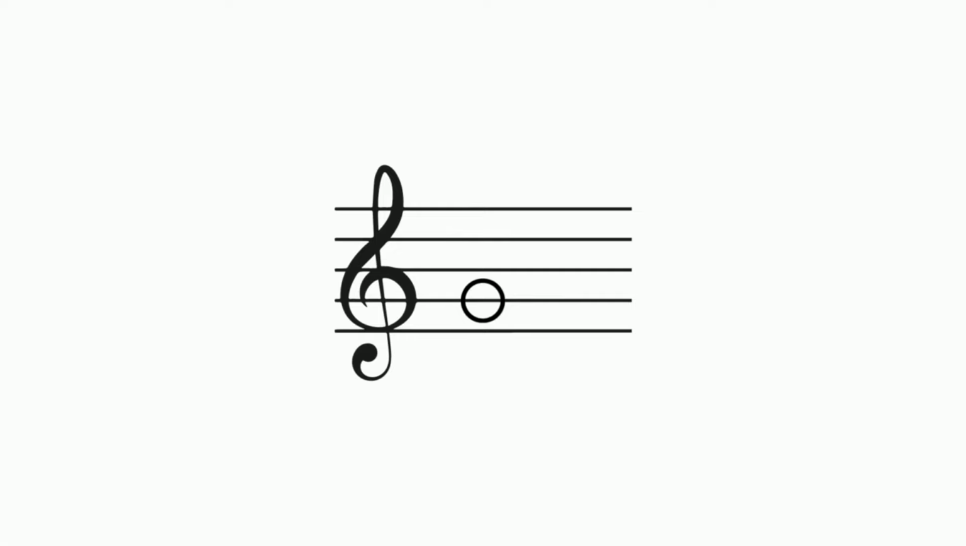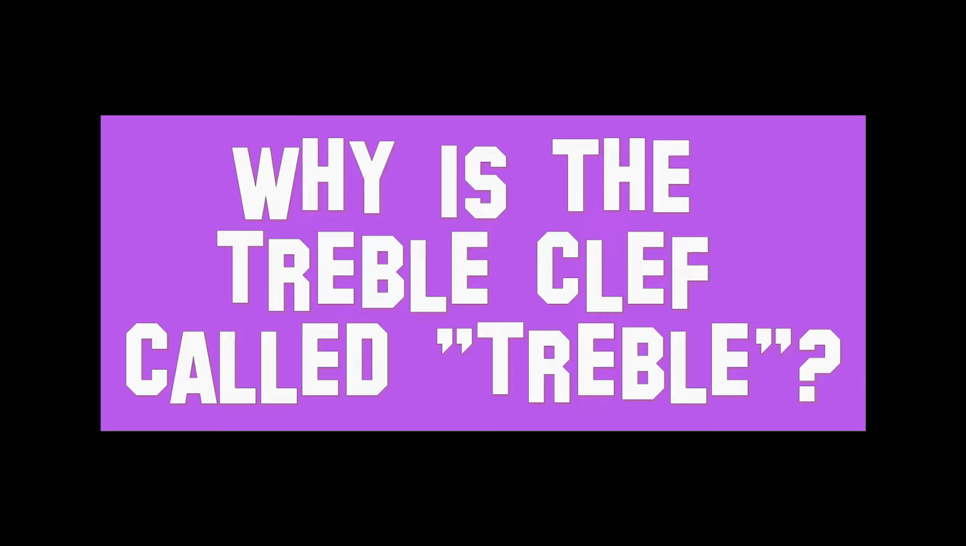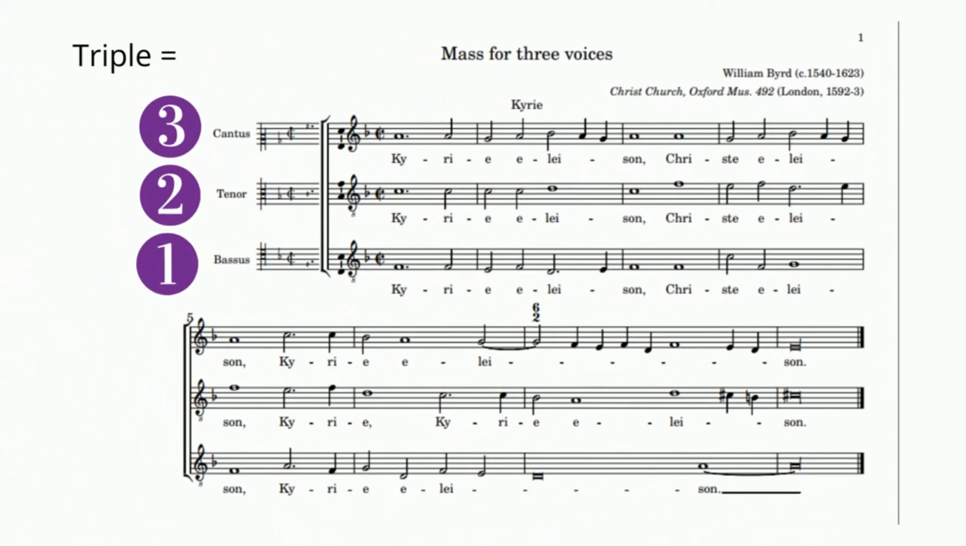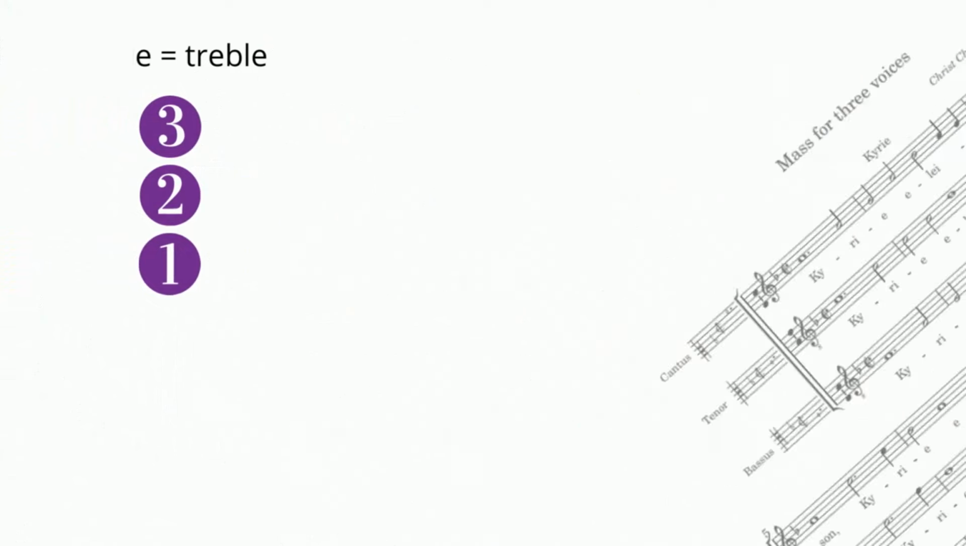A clef is a sign placed on a music staff that indicates what pitch is represented by each line and space. The treble clef is a type of musical clef that is also known as the G clef because it indicates the line on which we have to read or write the note G. Why is a treble clef called treble? The term treble derives from the Latin triplum, third, and was used in the 13th century motets to indicate the third and the highest range.